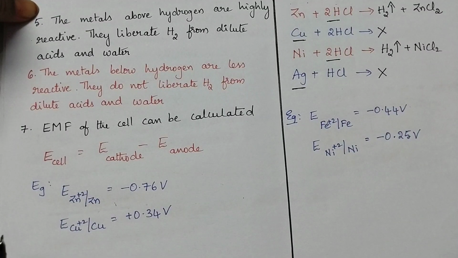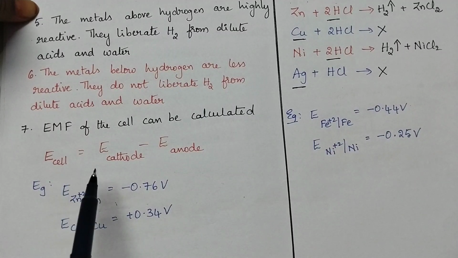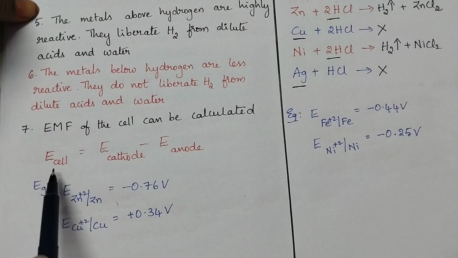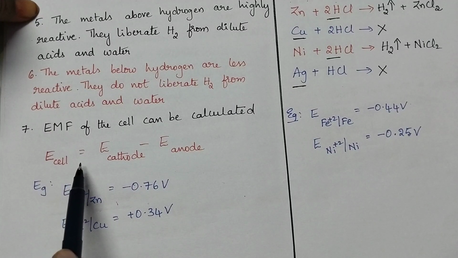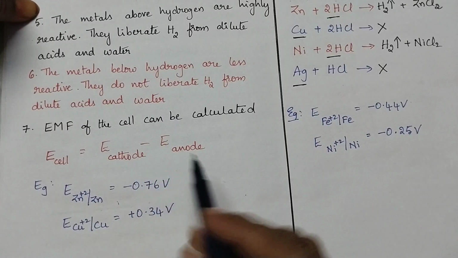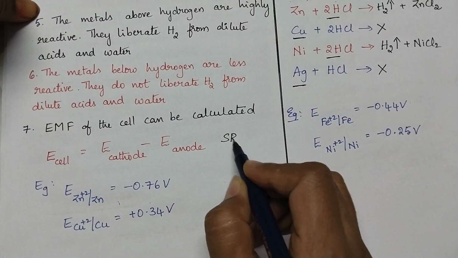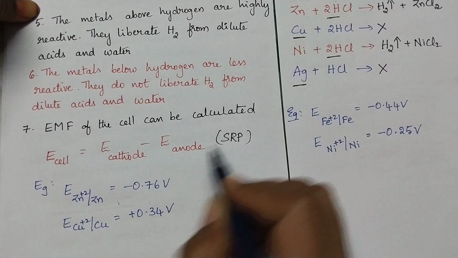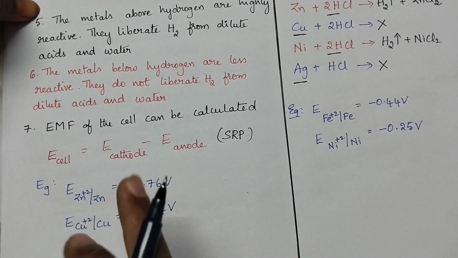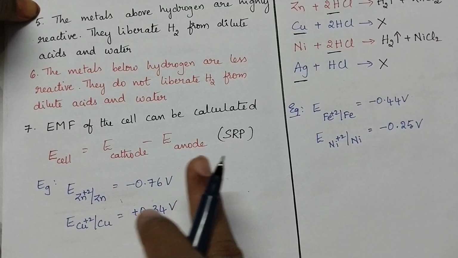In a similar way, it is possible to calculate the EMF of the cell from the position of metals in the electrochemical series. As we all know, the EMF of the cell can be calculated by using the formula E cell is equal to E cathode minus E anode. Always remember, here we have to consider standard reduction potentials. So EMF of the cell is equal to E cathode minus E anode.